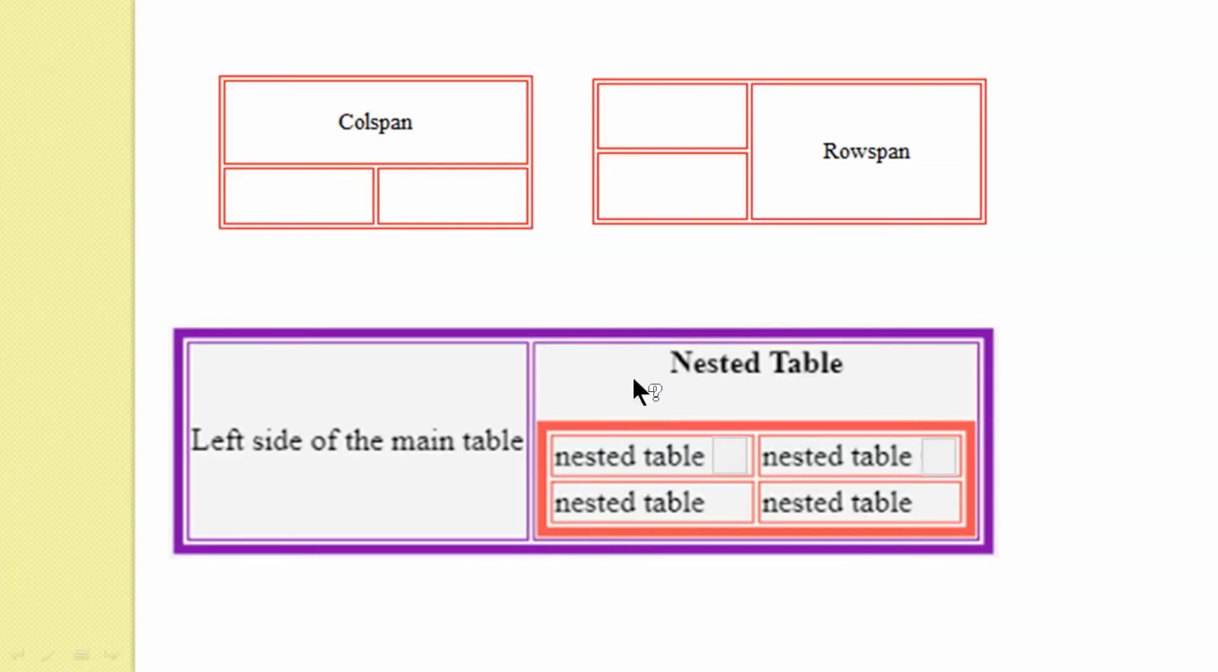Below we have an example of a nested table. In this table, there are 2 columns and 1 row. In the second column, we can see that 1 table is nested. In this nested table, we have 2 columns and 2 rows.